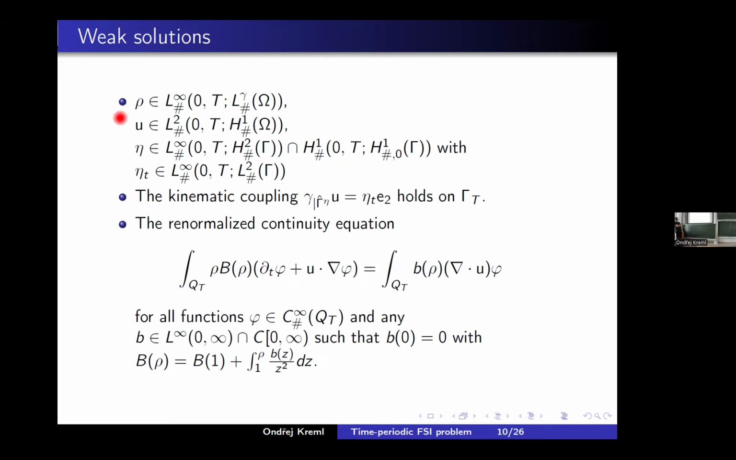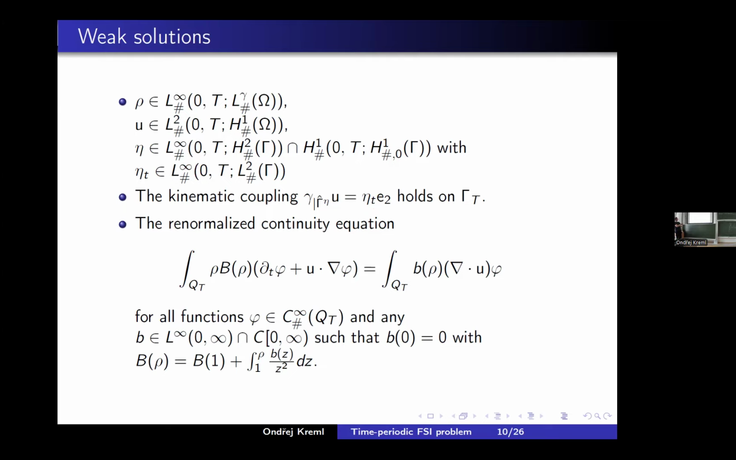The velocity is in L2 H1, and the displacement itself is in L infinity H2, which is somehow related to the fourth derivative we have in the system, and its time derivative is in L infinity L2. All these function spaces are naturally related to the problem, and you will see them also arising from the energy inequality, which I will present a little bit later. Of course, there is the kinematic coupling, the fact that the trace of u at the beam, where we use this operator gamma to denote the trace of u at eta, is equal to eta t. This holds on gamma t almost everywhere.